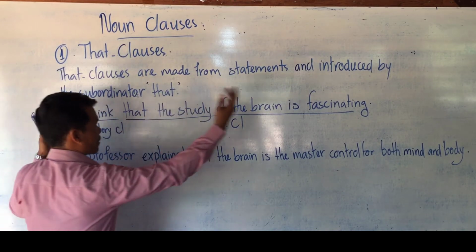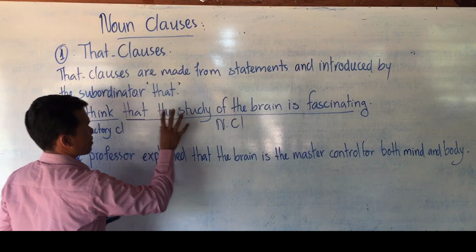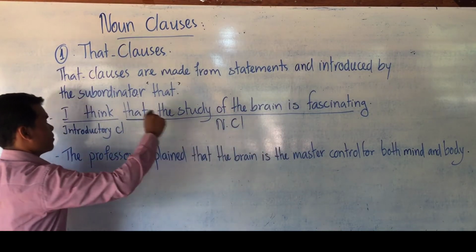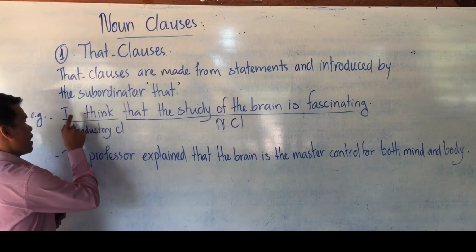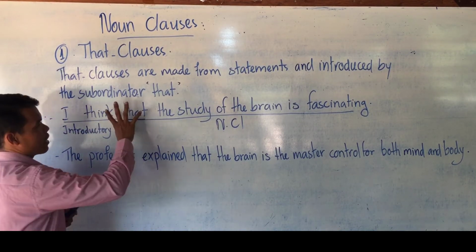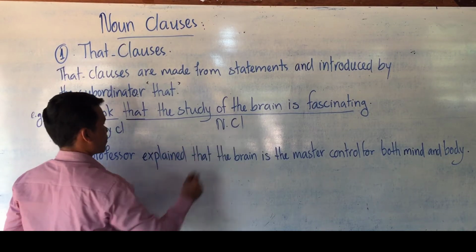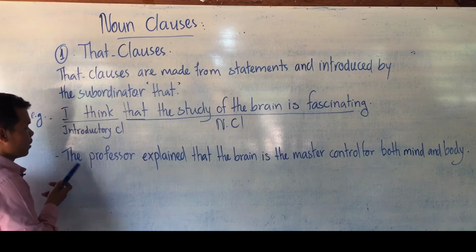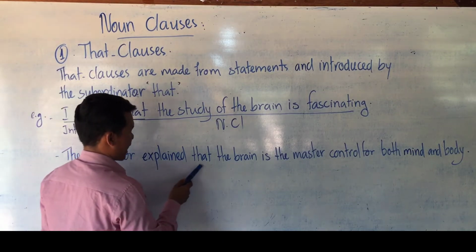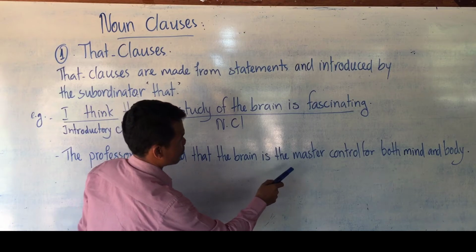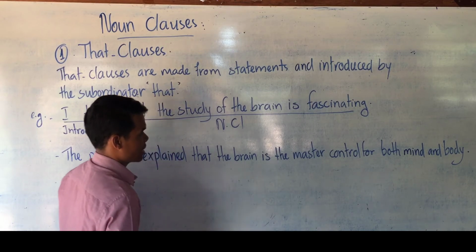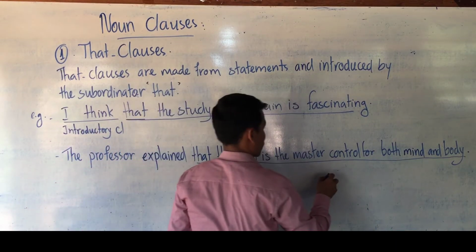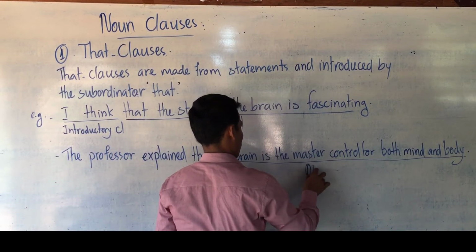So from I to fascinating, it means I think that the study of the brain is fascinating. So the whole sentence here is a complex sentence. I think here is the introductory clause. From that to fascinating is the noun clause. Look at the other example. The professor explained that the brain is the master control for both mind and body. Subordinator that. So from that to body is the noun clause.